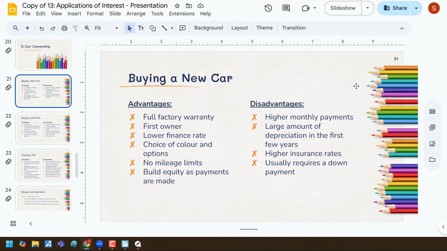That's not 100% true. I remember when I first bought my car, it was possible to have a zero down payment. So that's why it says usually.